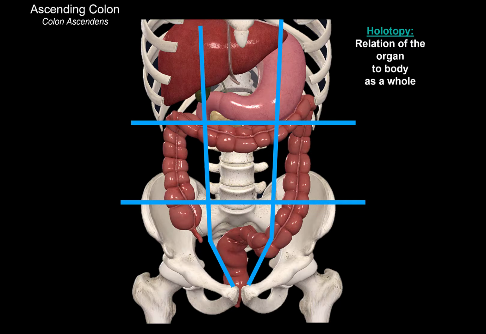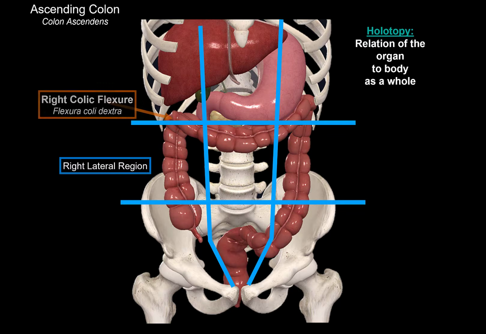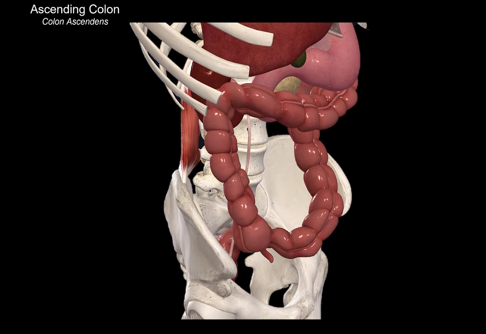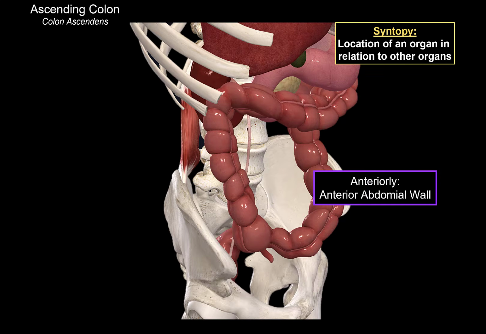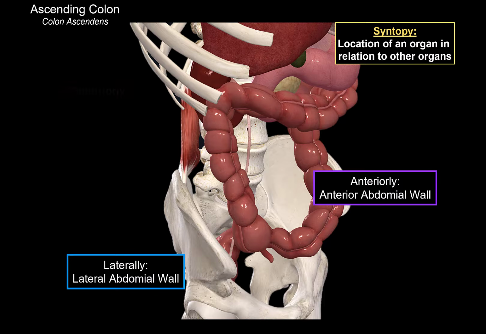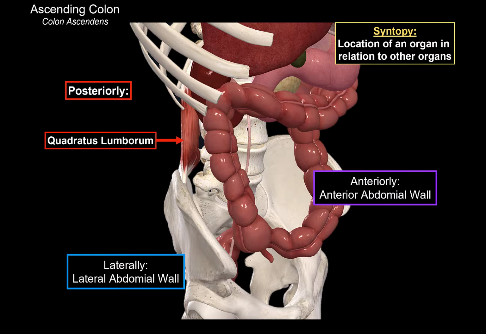And you will see that a significant part of the ascending colon lies in the right lateral region. But at the region where it bends, also called the right colic flexure, that one will be in the right hypochondriac region. Now, if you turn this picture to the side, just like this, we will now look at the syntopy, meaning its position to other organs. So anteriorly, you will find the anterior abdominal wall, laterally, the lateral abdominal wall, but posteriorly, you will find the quadratus lumborum muscle, as well as the right kidney behind it.